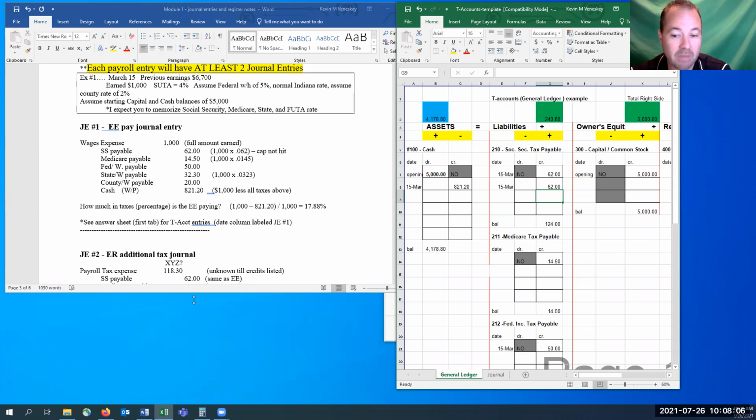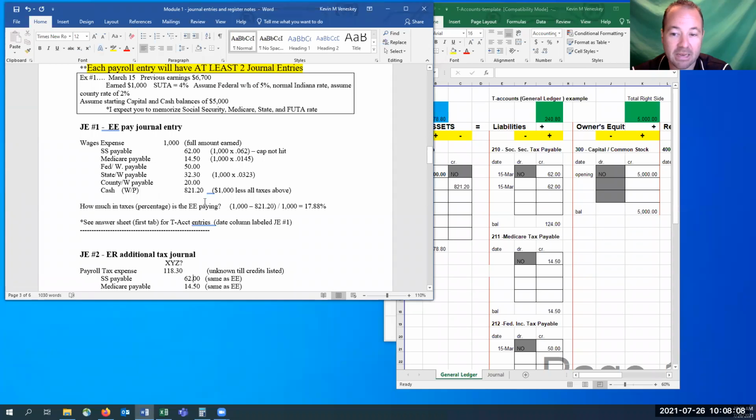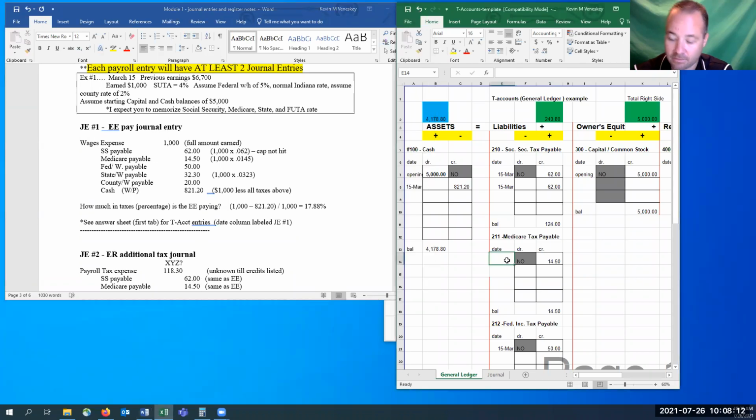Same thing goes with Medicare. Medicare, we're going to match whatever the employee had to pay. So we've got our 3/15 date. When it's time to pay, we owe $14.50.